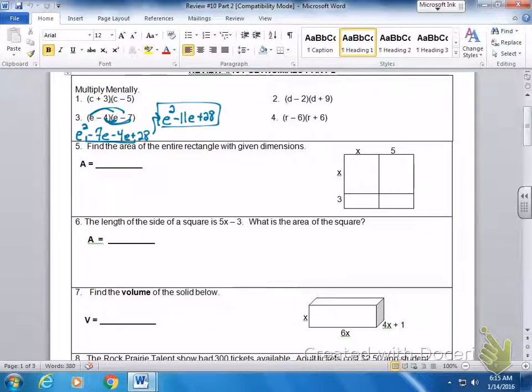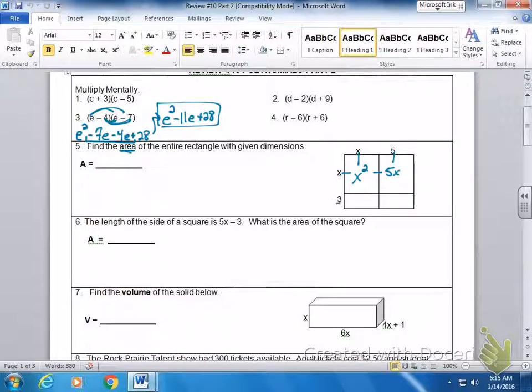I'd like to look at number 5. It's a pretty easy question if you know what you're doing. It says find the area of the entire rectangle with the given dimensions, okay? Remember area, we can find the area of each of those little rectangles or squares, and we can actually add them all together. It's kind of an easy way to do it. So what I'm going to do is take x times x in this box. X times x is x squared. Then I'm going to take 5 times x in this box, and you get 5x. So this is sort of like distributing like we did on number 3.